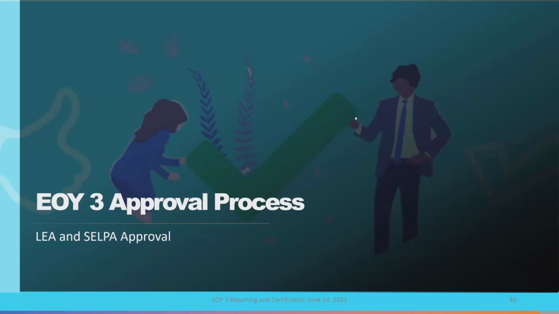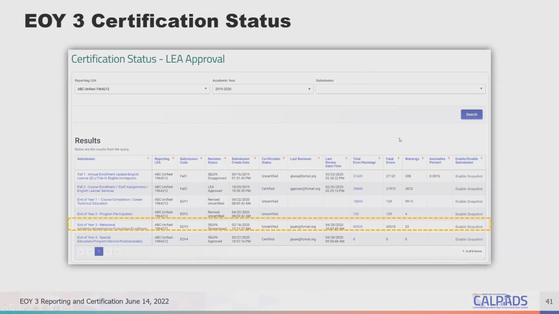Okay, so the certification process, in end of year three, involves two approvals, meaning you need to approve level one for LEA approval, and then you also need to have your SELPA approve your certification. So for those new to CalPADS, you should see end of year three, behavioral incident, absenteeism, cumulative enrollment.